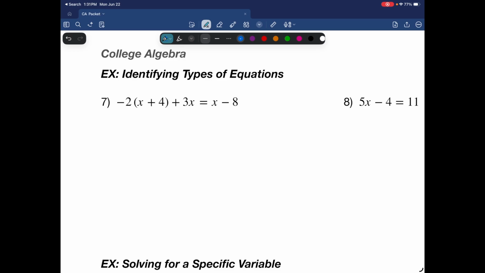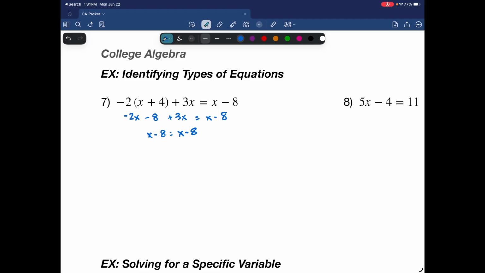Okay, so there are types of equations that you need to be familiar with. All right, so let's solve this first one here. So we end up with, let's see, negative 2x minus 8 plus 3x equals x minus 8. All right, so 3x minus 2x is going to be x minus 8.